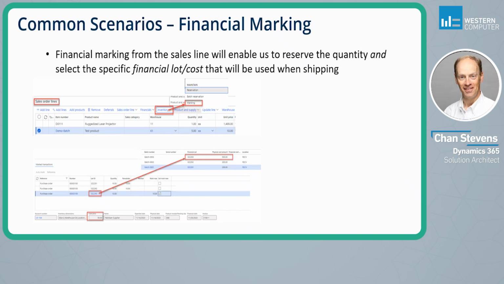And by selecting that, you'll notice at the very bottom of my screen, it has now shown that the cost price applied to this sales order line is going to be $50 when I pick and ship it. So I am effectively marking and selecting the third receipt's cost to apply to the sales order.